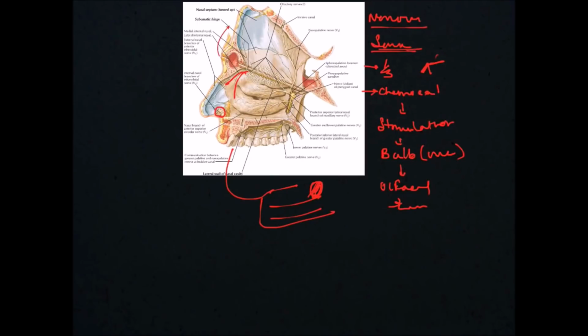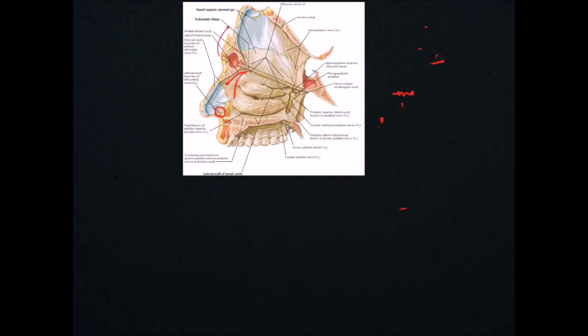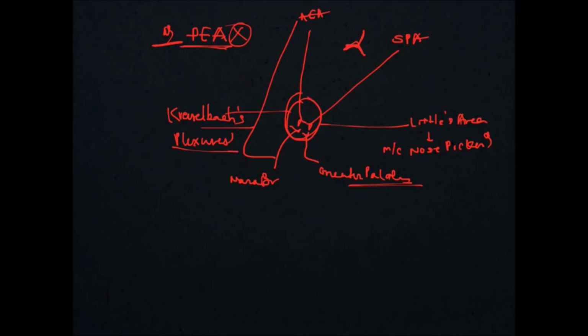Okay, so this point you must remember. Now the next is the secretomotor supply. Since it is having mucosa, then there will also be secretomotor supply, that is parasympathetic supply. So how does parasympathetic supply come? So I'll show you. Very simple.